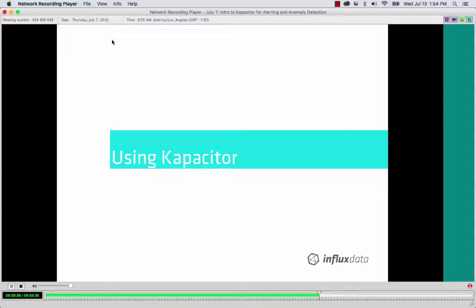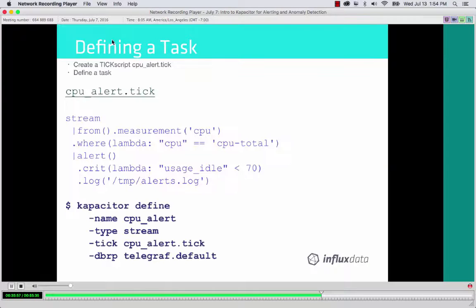Now that we've got an idea of what some sort of TICKscripts look like, maybe not in a ton of detail, but we're at least familiar with what things are, what kind of nodes there are, and how you use it. We're going to hop into actually using Kapacitor. So how do I use Kapacitor? And the process is sort of like this.